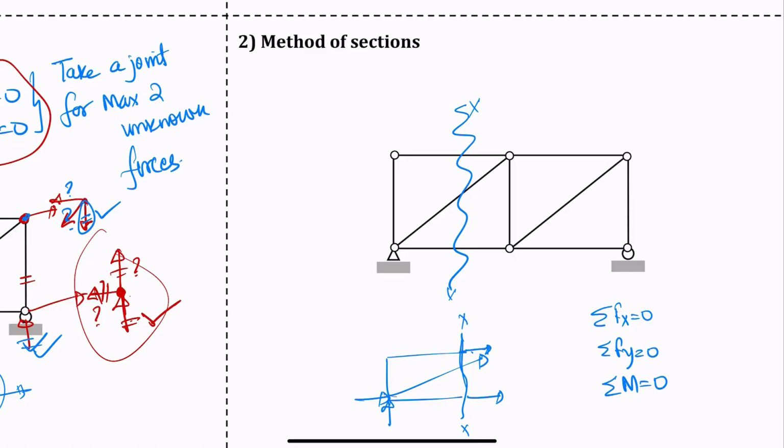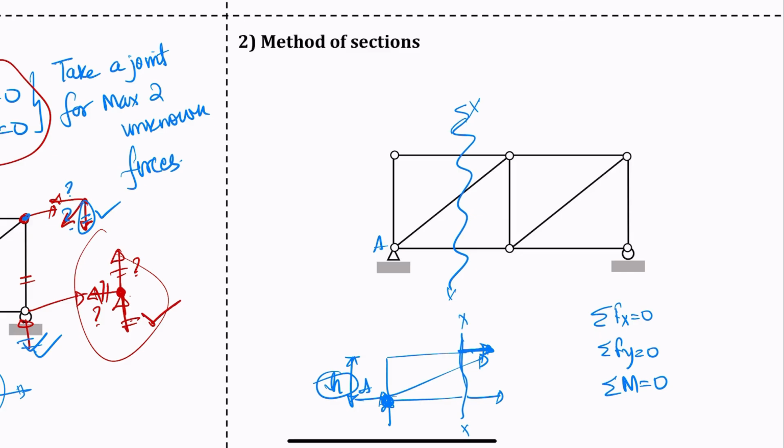So what do I mean by moment? If you're taking moment about A, let's say that this is A, you'll see that this force will create a moment, because the force times the perpendicular distance h will create a clockwise moment. This force will create a clockwise moment about A. So if you cut a section, you can use three equilibrium equations, just like I explained in the method of joints.